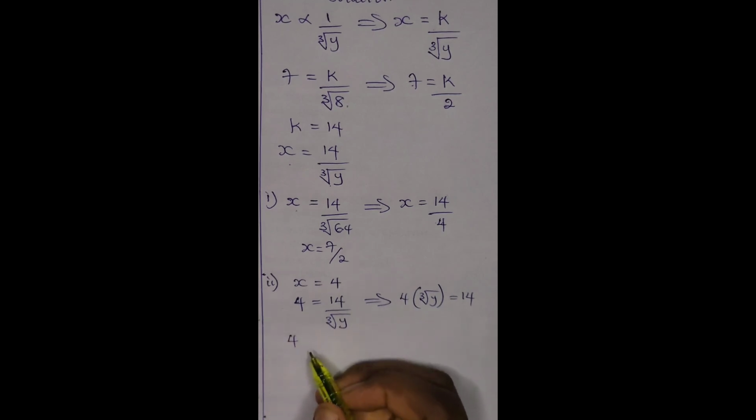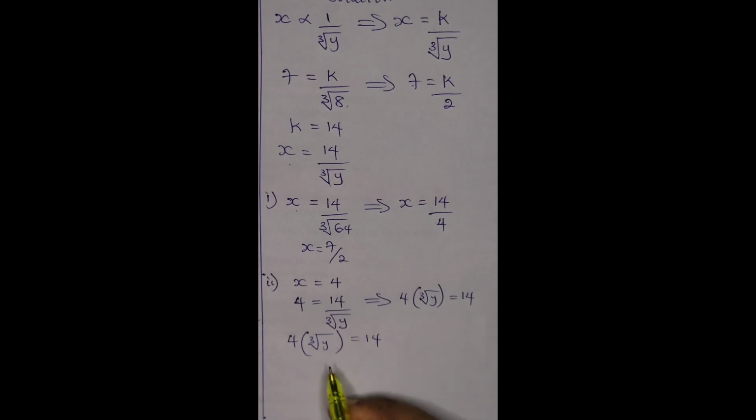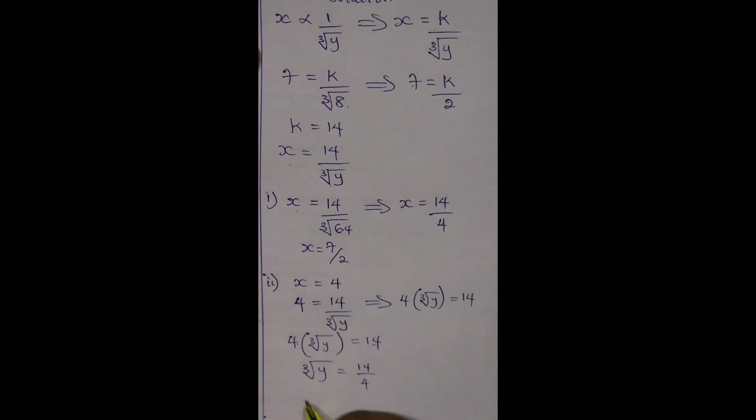So we have 4 times the cube root of y equal to 14. Dividing both sides by 4, we have the cube root of y equal to 14 over 4. So when you have this kind of mathematics, to resolve it, we'll take the cube of both sides, giving us y equal to 14 over 4 raised to the power of 3.